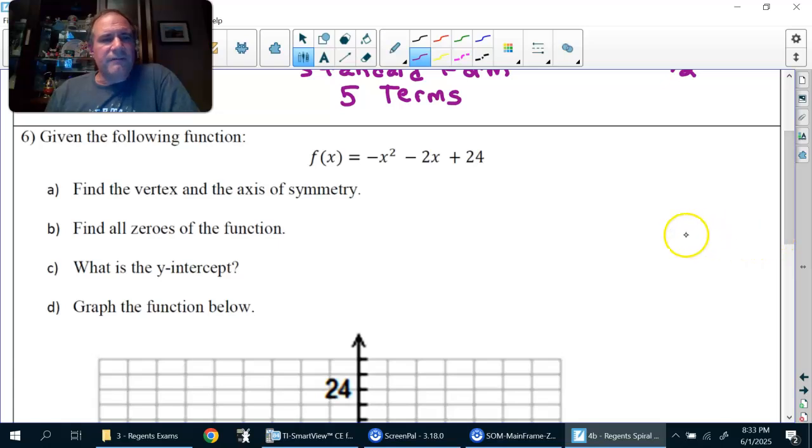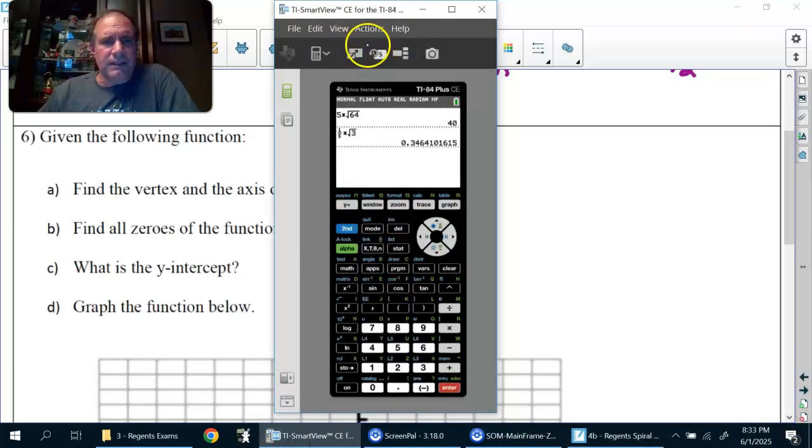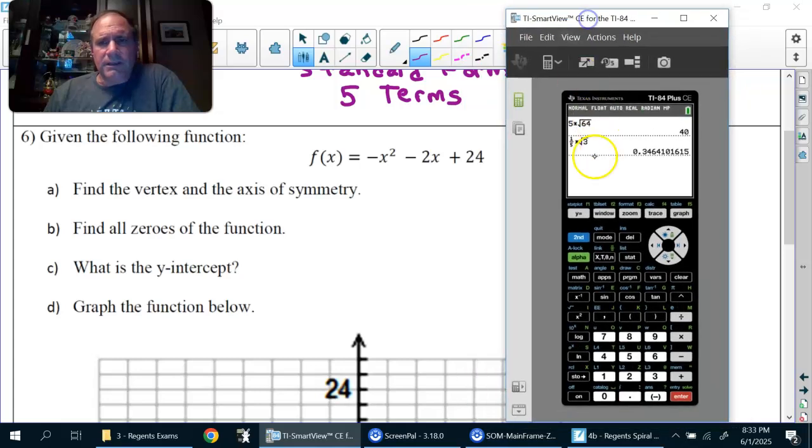So it says find the vertex and the axis of symmetry. We're going to graph this first. So put that in the graphing calculator. We're going to press y equals and clear out whatever we have in there. And we're going to put this quadratic in there.